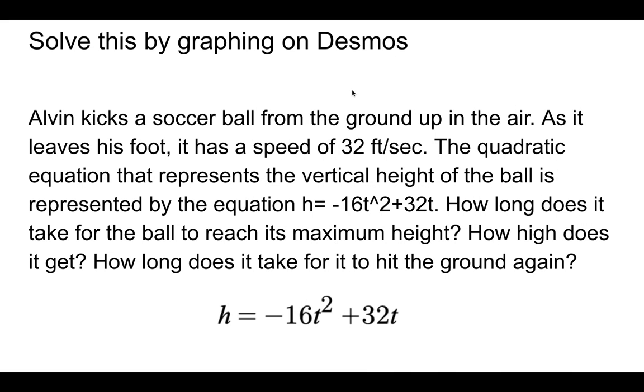All right, let's go ahead and try an application of this here. Alvin kicks a soccer ball from the ground up in the air. As it leaves his foot, it has a speed of 32 feet per second. The quadratic equation that represents the vertical height of the ball is h, the height in feet, is equal to -16t squared plus 32t, where t is measured as the time in seconds.